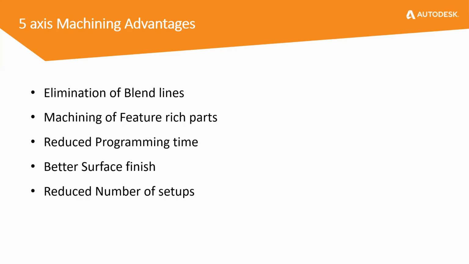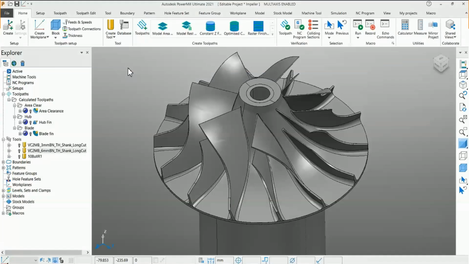If you look at the advantages of 5-axis continuous machining, mainly it will eliminate blend lines between individual parts, efficient machining on complex and feature-rich parts, reduced programming time compared to 3 plus 2 programming, better surface finish and mainly used for reduced number of setups. Let us compare the limitations with examples over 3 plus 2 and 5-axis continuous machining.